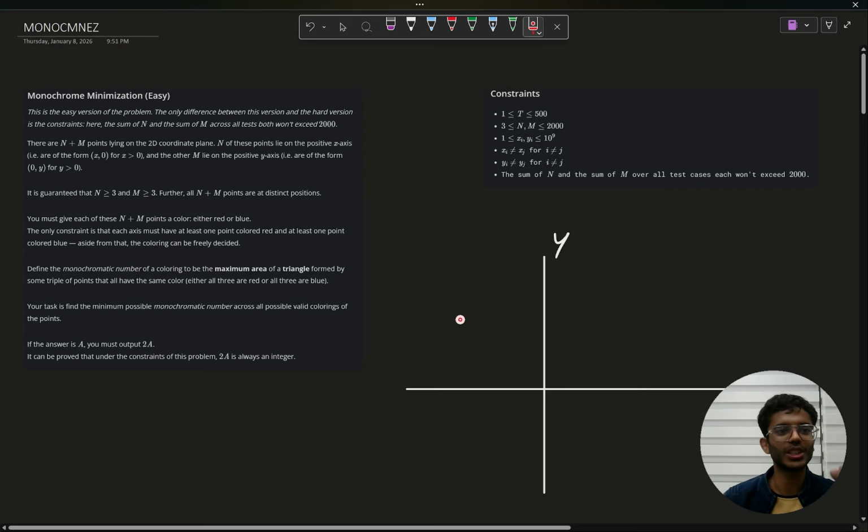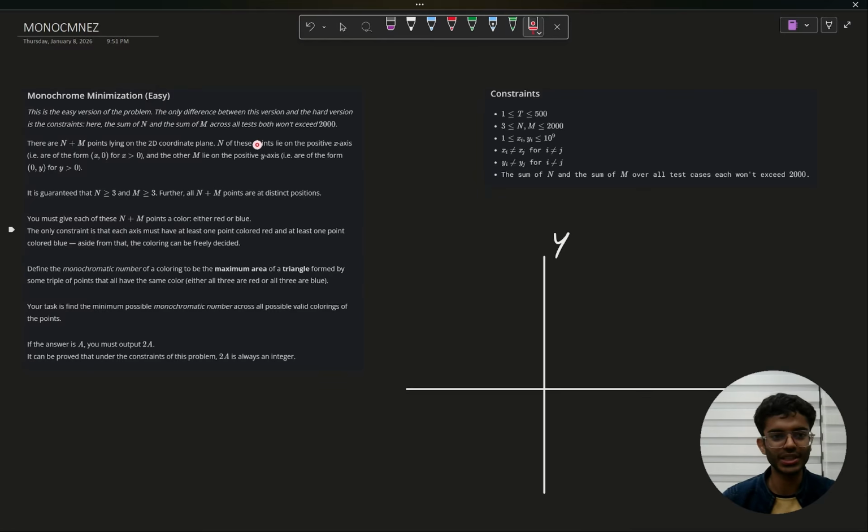So today's question is Monochrome Minimization, the easy version. In this question, we're given n plus m points lying on a 2D coordinate plane. Out of these n plus m points, n of these points lie on the positive x-axis and m points lie on the positive y-axis.